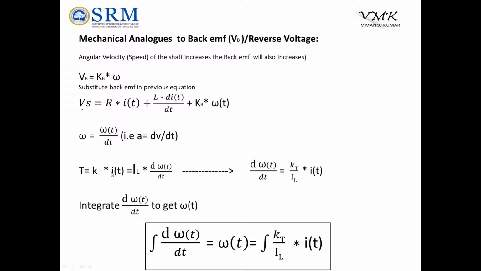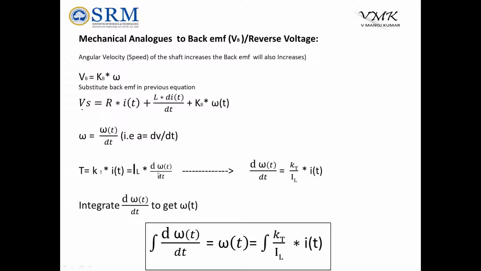That is, torque is directly proportional to the current. This torque is also proportional to the moment of inertia times angular acceleration, that is F is equal to ma. So I'm going to equate both of these things: KT into I of t is equal to IL into d omega of t by dt.